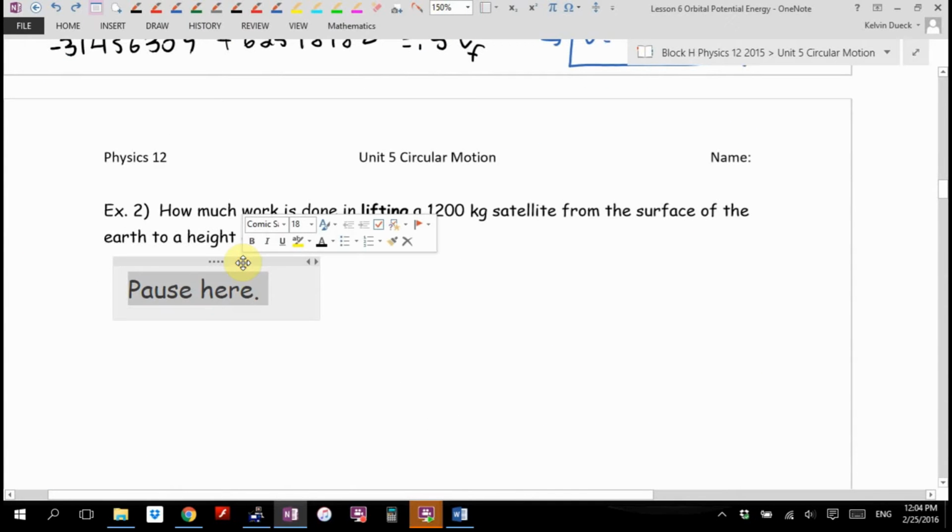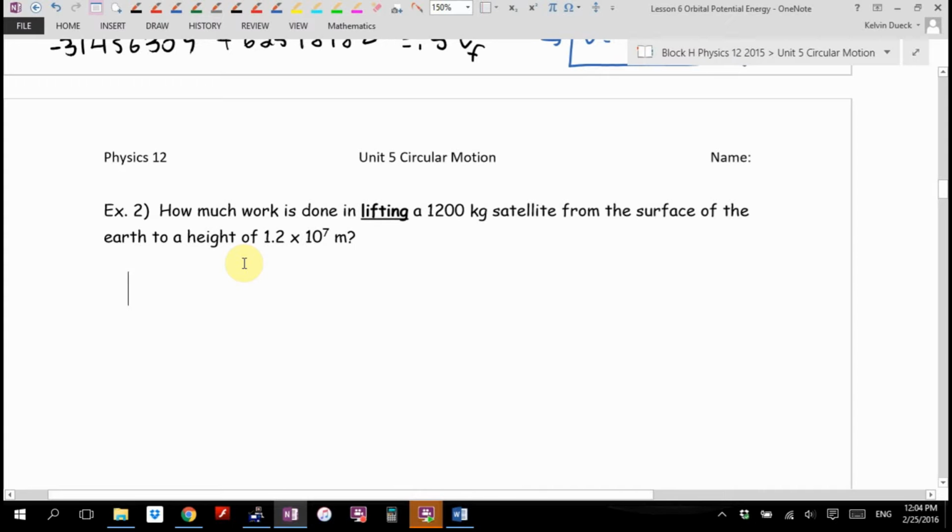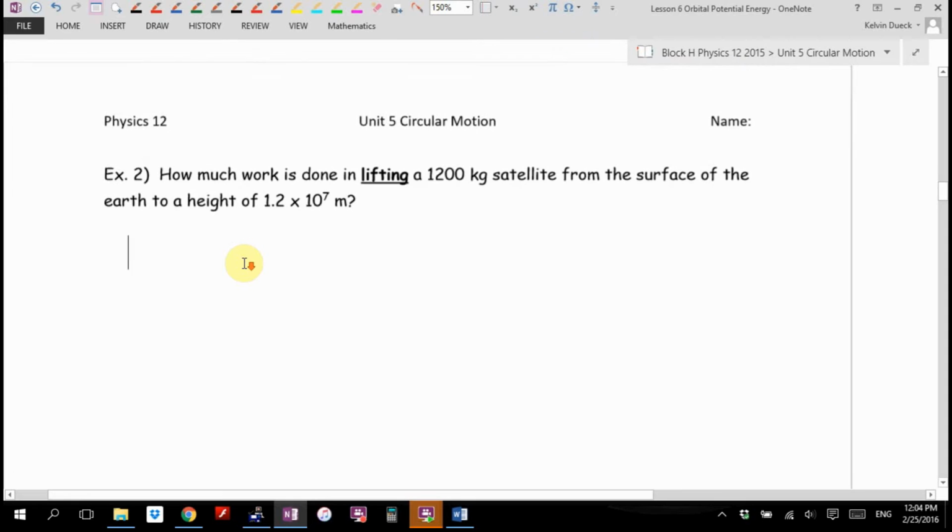Example 2. This is the third longest question of the year. We'll also get to the second longest and the longest today. Example 2. Everybody got it? Okay, what's example 2 asking me to find? How much what? You're right. Work.